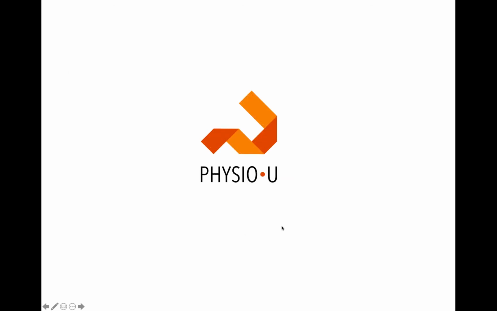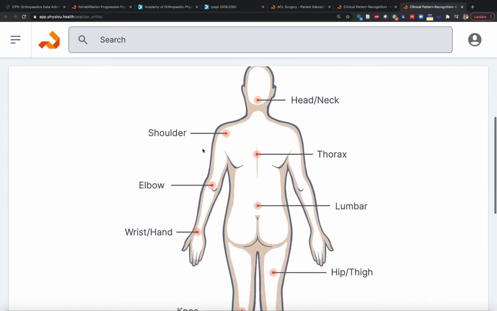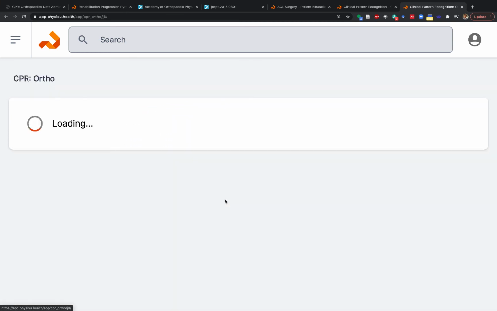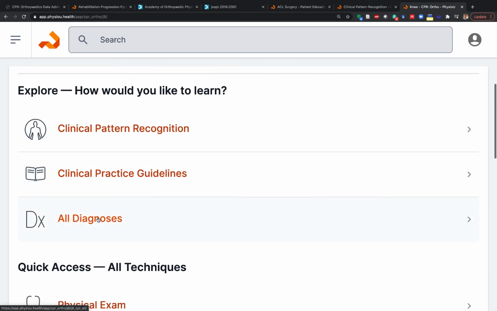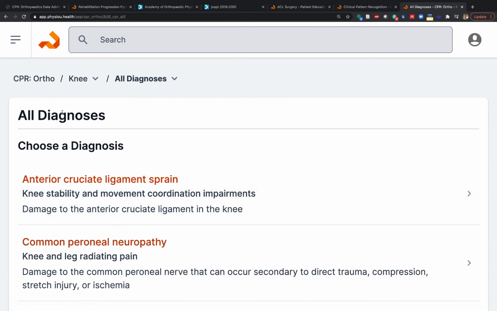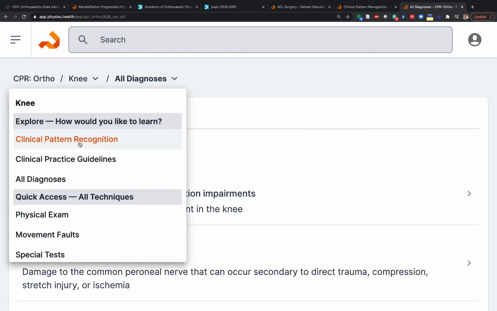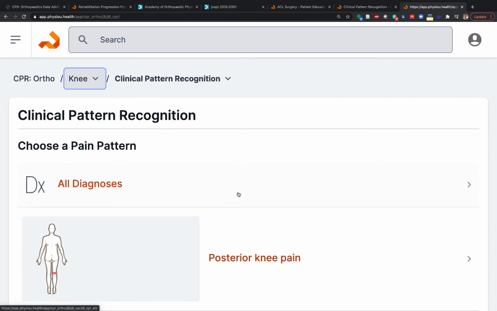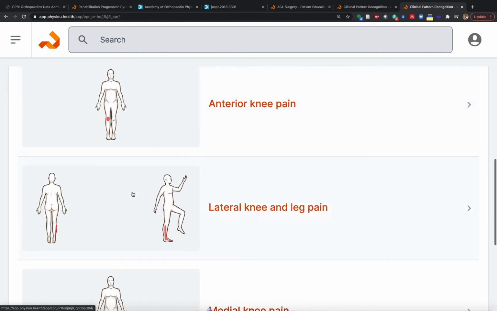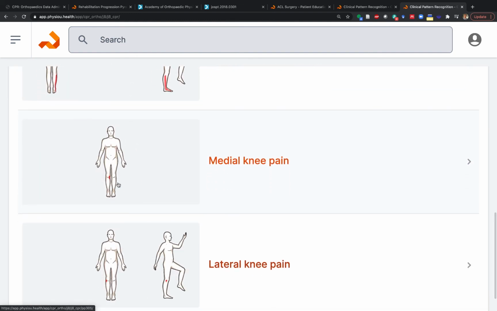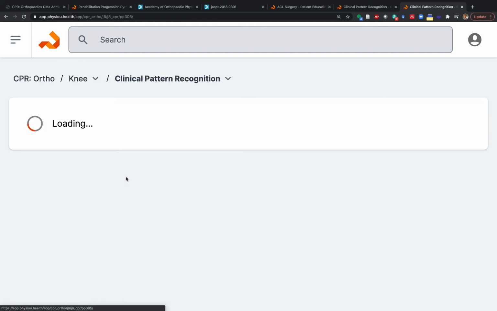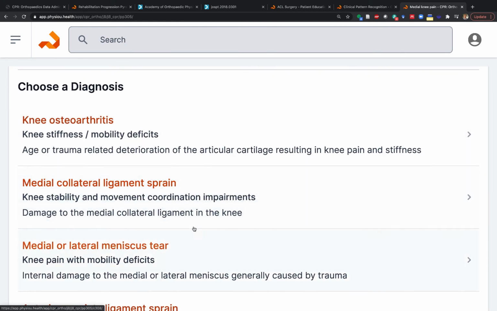Okay? So if we go into PhysioU, go back to knee, go to all diagnosis, or we could go back to the pain pattern, clinical pattern recognition. Here I'm looking for the pain pattern, and the patient says, ooh, I have medial knee pain. Here is one of my hypotheses, medial collateral ligament sprain.